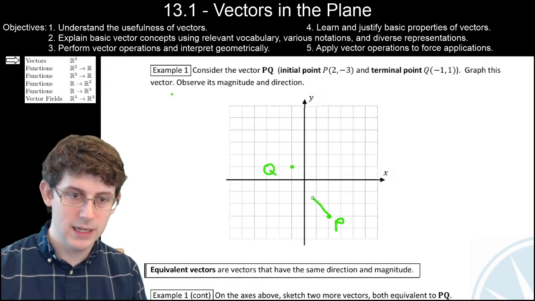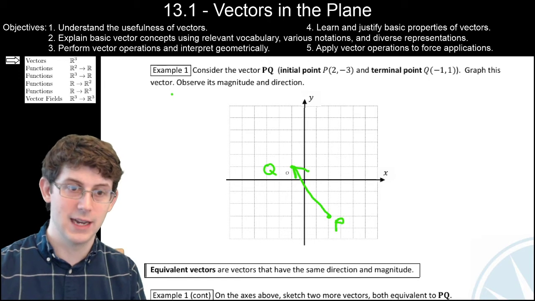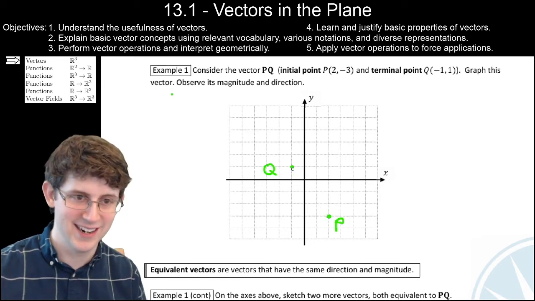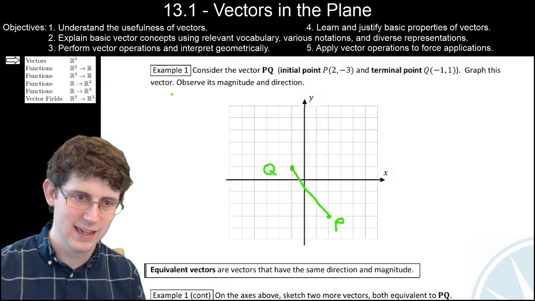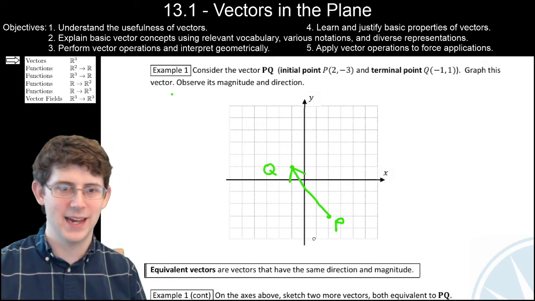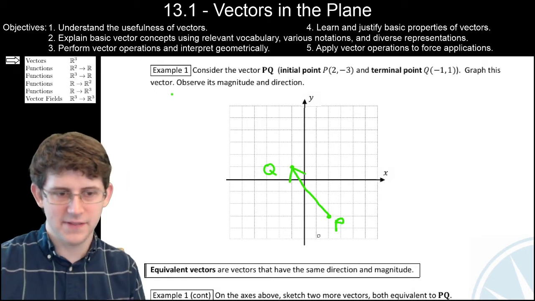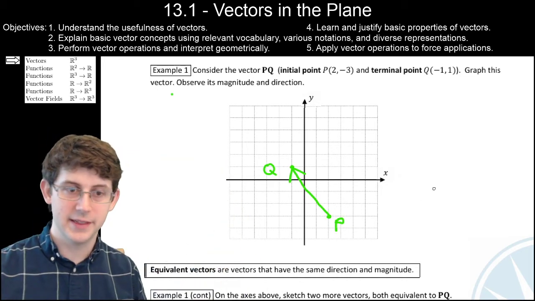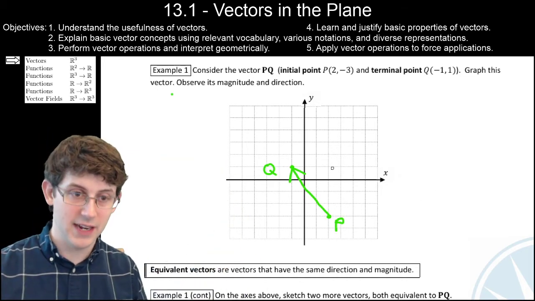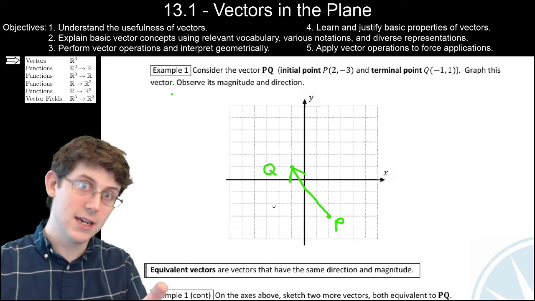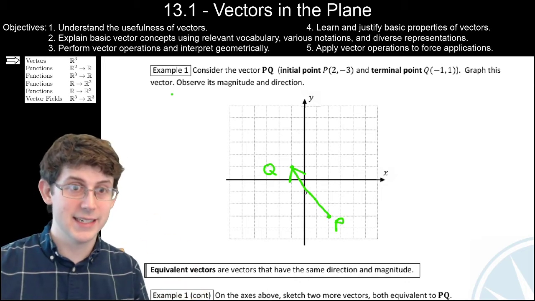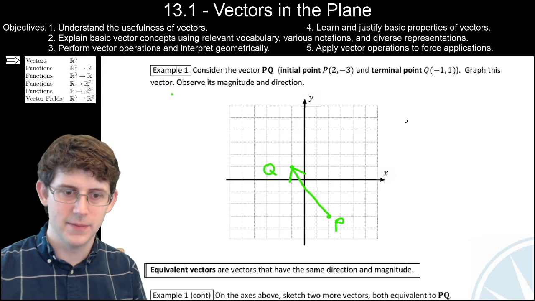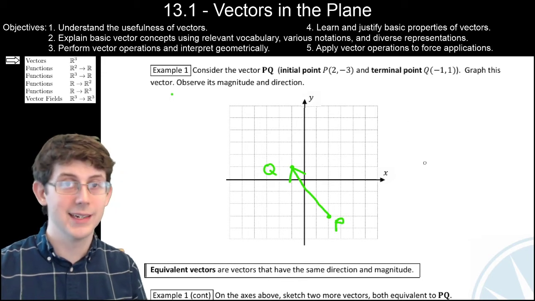The vector PQ is the vector that starts at P and goes to Q and has this direction. So this is a vector. If you pick up the coordinate plane and remove it from the picture, you have the same vector. We think of this vector as being just its direction and its magnitude. To be clear, it's the same vector if you put it in a different place.